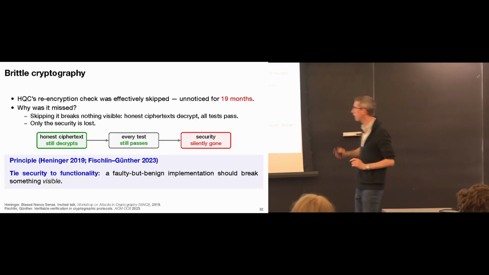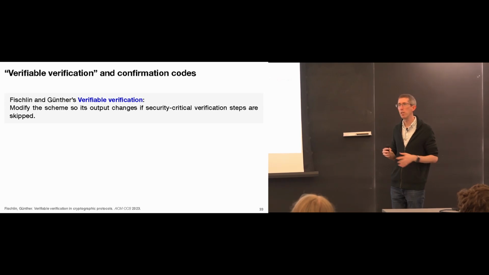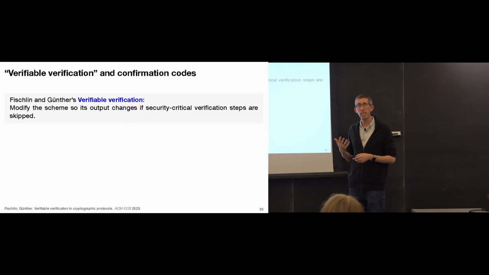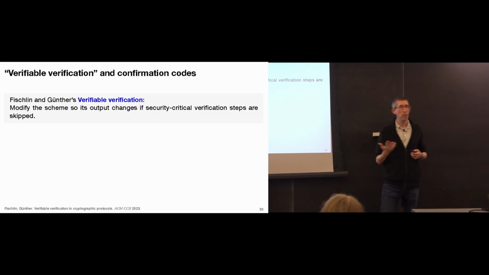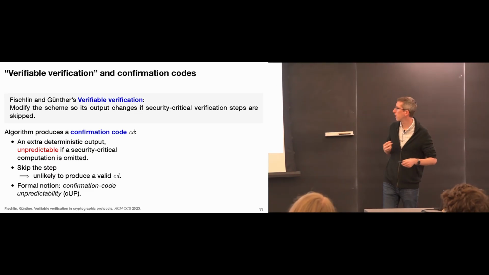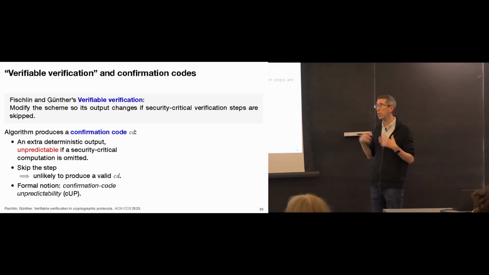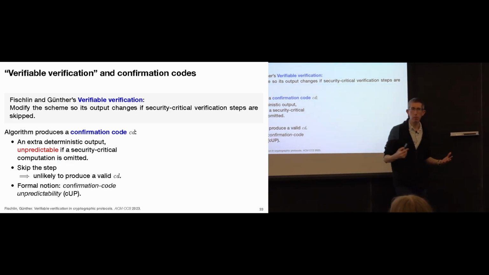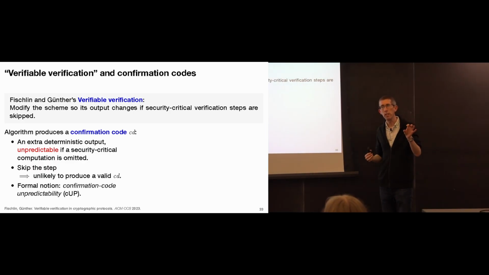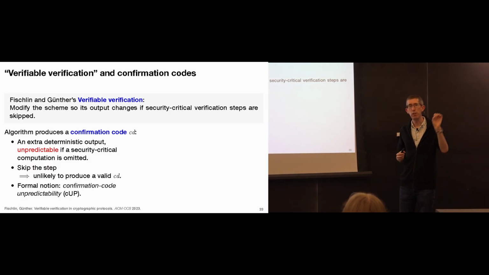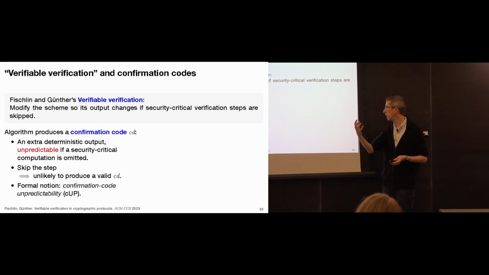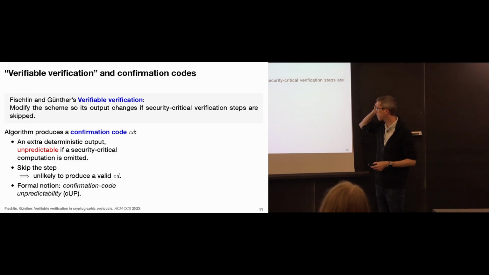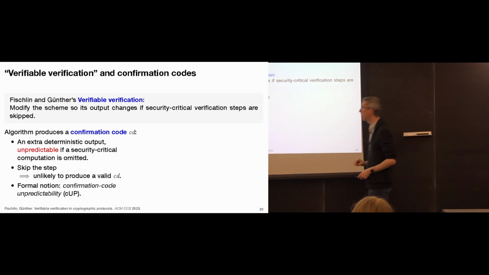Right. So Fischlin and Günther formalized this in an idea called verifiable verification. Okay? So we want to modify the scheme somehow so that its output changes visibly if some security critical step is skipped. Okay. And they're going to do this by having algorithms produce additional outputs called confirmation codes. Okay. So this confirmation code will be some kind of extra output produced by the algorithm that's unpredictable if you skip certain steps. Okay. If you skip the step, then you probably won't be able to produce the right code, and then maybe something later will happen that depends on that code. You can formalize this. They have a notion called confirmation code unpredictability.